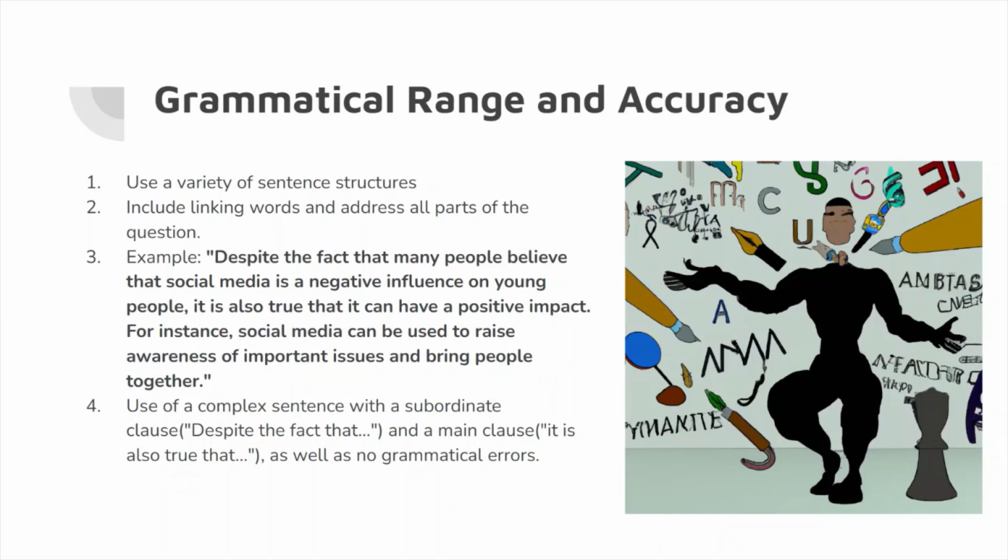Despite the fact that many people believe that social media has a negative influence on young people, it is also true that it can have a positive impact. For instance, social media can be used to raise awareness of important issues and bring people together. In this example, a complex sentence is used with a subordinate clause, despite the fact that, and a main clause, it is also true that. There are no grammatical errors and a variety of sentence structures are used.